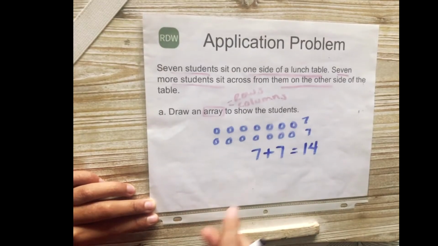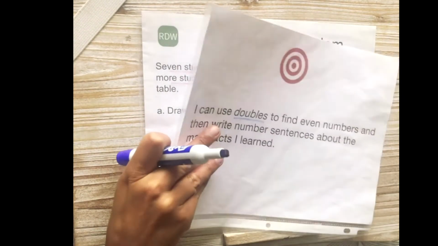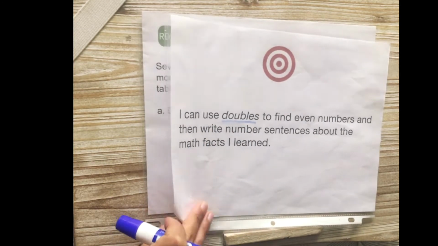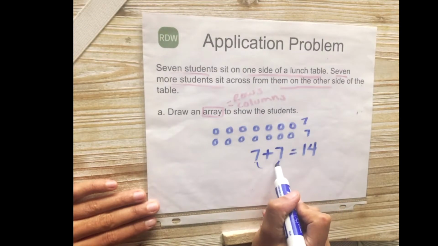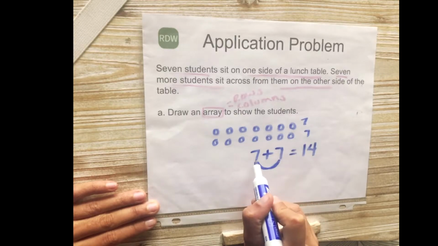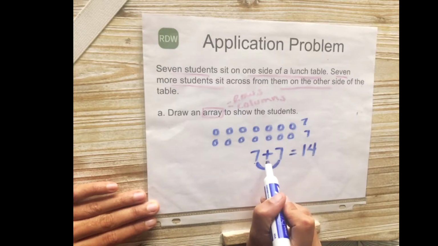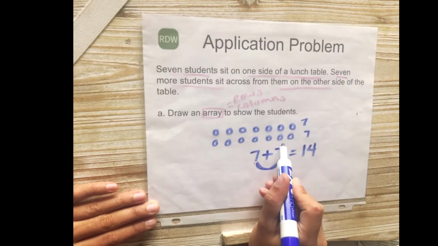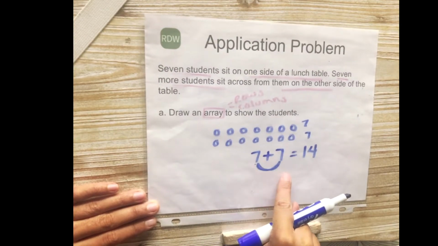I can double that. And remember, I told you in our objective that today we were going to use doubles. Well, guess what? We just started using doubles. A double is a number that is added to itself. When you have an equation and the two addends are the same, meaning they're being added to each other, that is called a doubles fact, okay? So today we are going to be working a lot with double facts, a number that is added to itself.